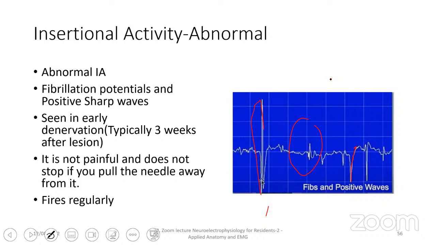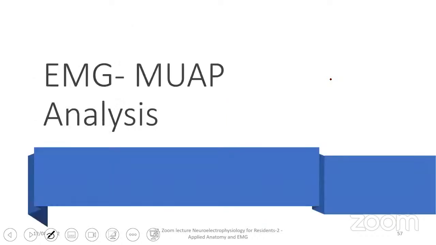It is not painful, and it does not stop if you pull the needle away from it, and it fires very regularly. So that's how you identify it. While doing that, that is the fibrillation potentials and positive sharp waves, which are very regular. Let's look at the MUAP analysis.